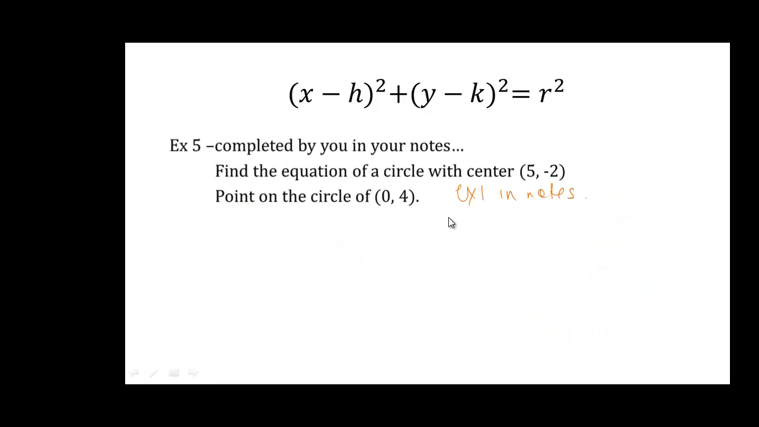My pointer's not working. On example 5, I want you to do this in the notes. Look at example 1 in your notes. It's very similar to this problem. You're going to find the equation of a circle with a center of 5, -2, and a point on the circle of 0, 4. In your whisk, I'm going to ask you to tell me the value for r squared. Okay, what is the value for r squared in your final answer? That's the whisk question. Okay, complete that and we'll see you in class.